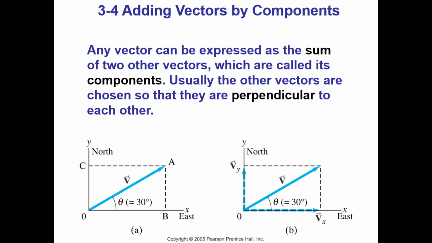Any vector may be expressed as the sum of two other vectors, which are called its components. Usually the other vectors are chosen to be perpendicular to each other. We can do it here, and we can find the theta degree here. This is over 30 degrees. Okay, perfect. It's done in this case, and then we find the degree.